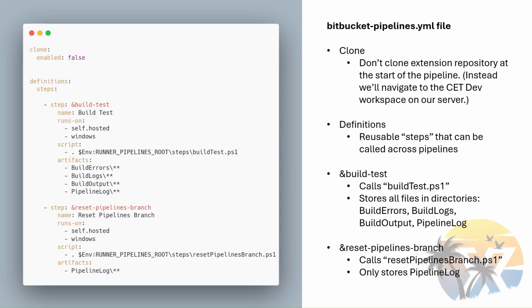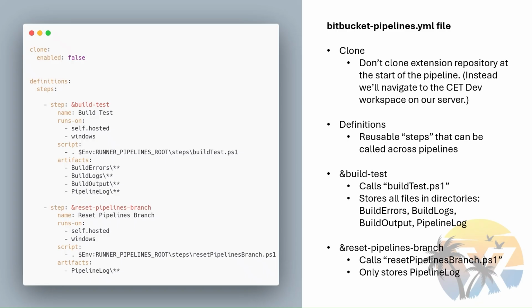Next, we have a definitions section. So you can see there's the word definition on the left side, and then everything underneath it is indented to the right of that. That means that all of the following lines are contained within the scope of definitions. So everything below the word definition in the screenshot is contained within definitions. So definitions are reusable steps that can be called across pipelines.